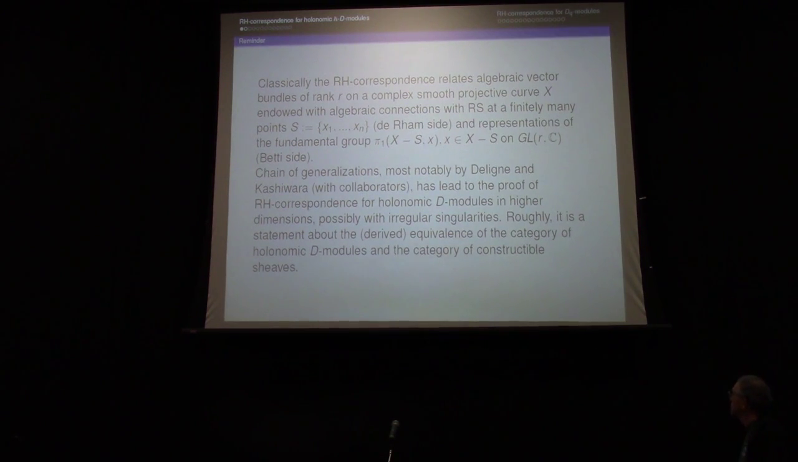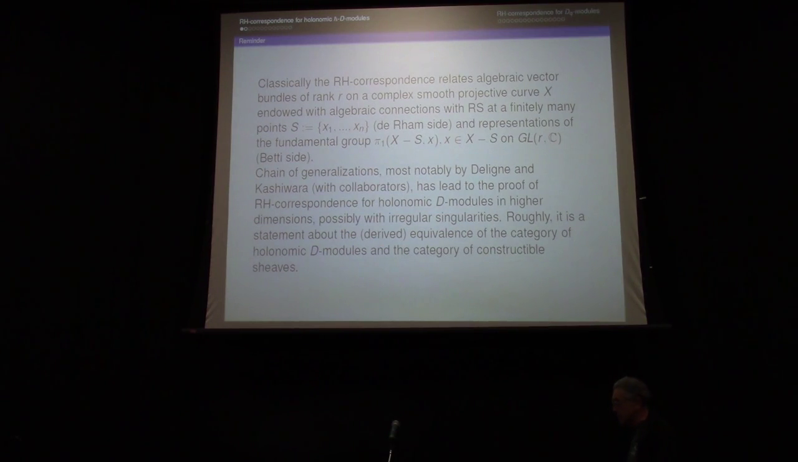So generalization to higher dimensions is a subject of the work of many people, most notably by Deligne and Kashiwara. And it has led to the proof of the Riemann-Hilbert correspondence as a derived equivalence of certain categories of holonomic D-modules and constructible sheaves, roughly speaking. Many people in the audience know the precise statement.